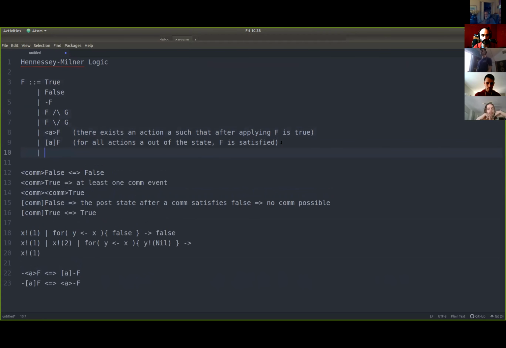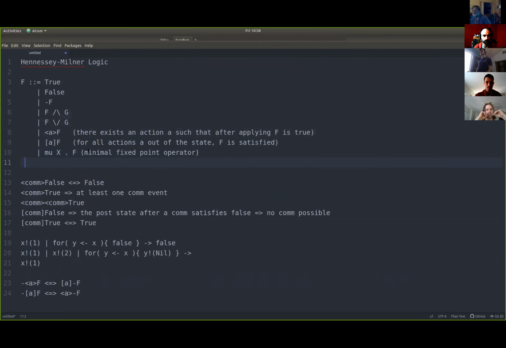The minimal fixed point is usually written with a mu. Unfortunately, I'm writing with ASCII characters here, but we can write something along the lines of mu x dot f, and this x now represents a set of states. This is the minimal fixed point operator. Then we also have the maximal fixed point operator, which people write with a nu, with the same syntax otherwise.